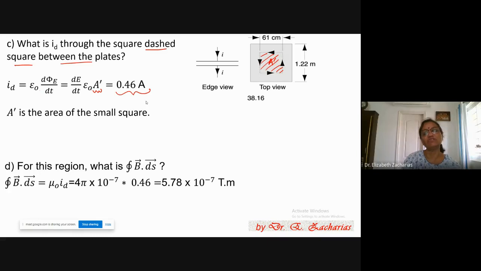For this region, what is the integral of B dot dl? It is mu naught times I_D through that region. You already found I_D through that region, so mu naught times that current.